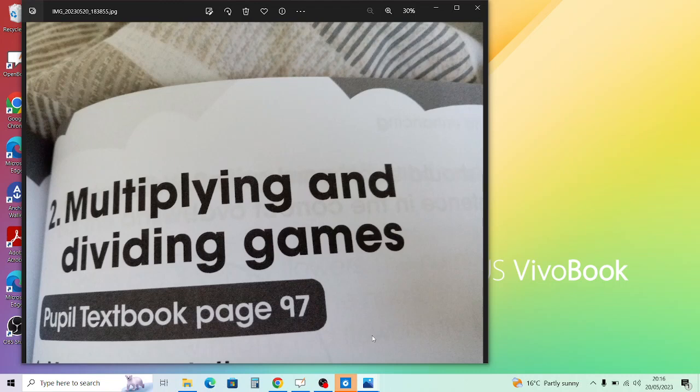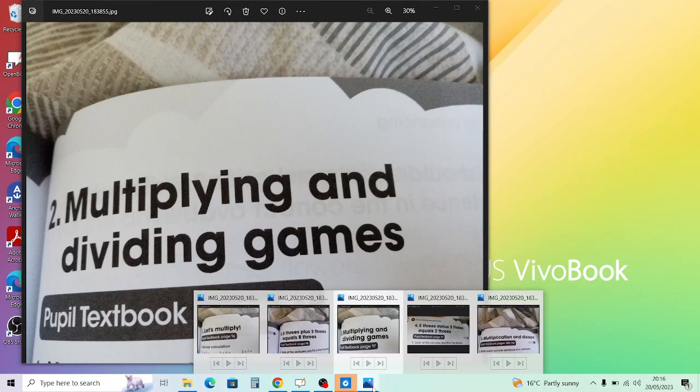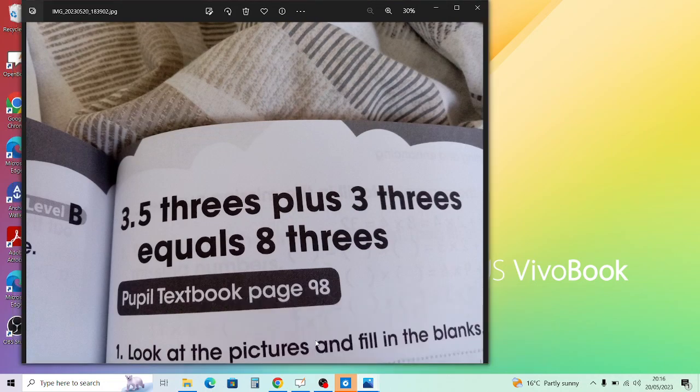And then moving on to the third part, which is 5 threes plus 3 threes equal 8 threes. So that's here. Okay, so they're just showing you that in this topic. So the total number of apples and pears is this many groups of this many plus this many groups, and so on and so forth, equals this many groups equals that many groups.